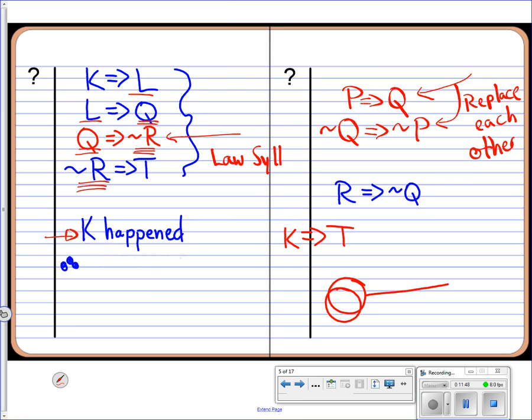Now I really don't need to know that. When I'm told that K happens, then I know K happened. And if K happened, then L happened. And if L happened, Q happened. And if Q happened, then not R happened. And if not R happened, guess what? T must have happened. And that's my conclusion.